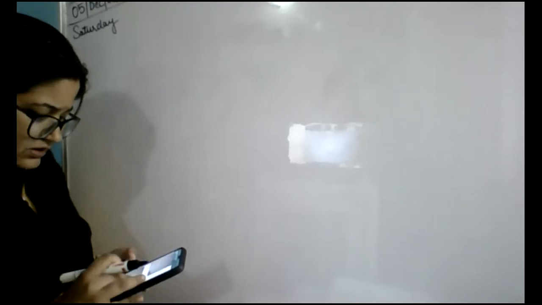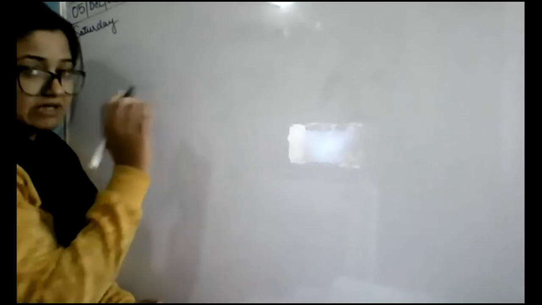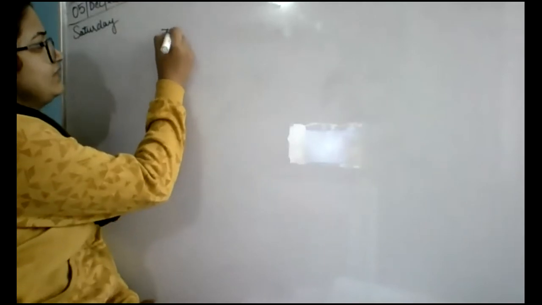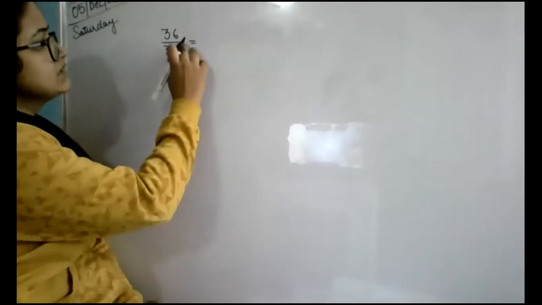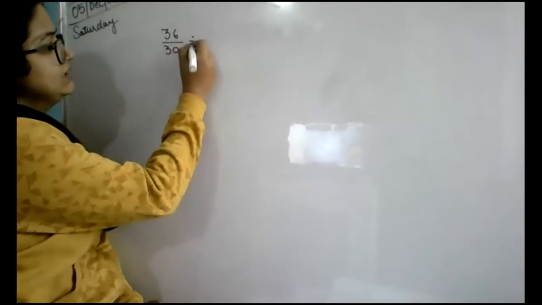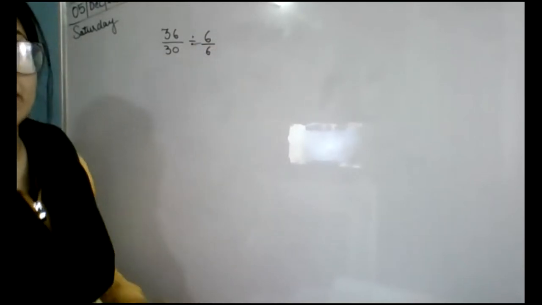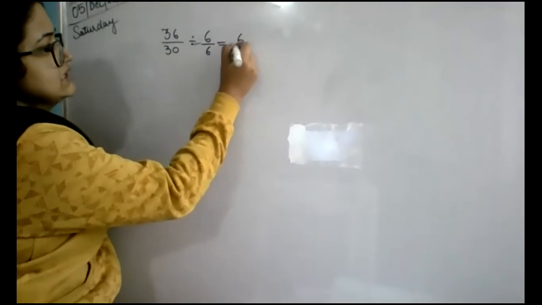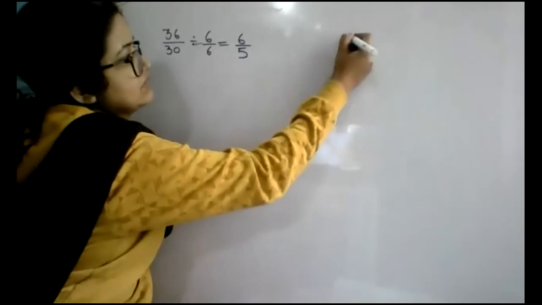So let me tell you the answers now. Please don't disturb in between while I'm telling you the answers. First one I've already done. Second one is 36 upon 30. Some of you are facing a problem in this one. To reduce the given fraction, we will divide the numerator and denominator by 6. Both of them are coming in the table of 6. 6 6s are 36 and 6 5s are 30. 6 upon 5.